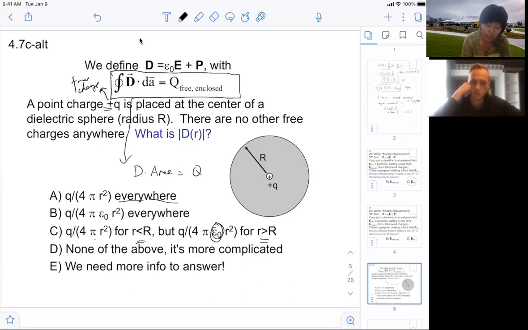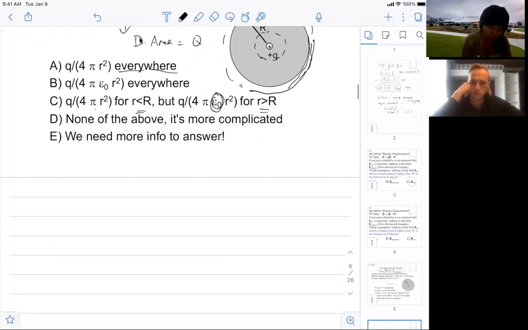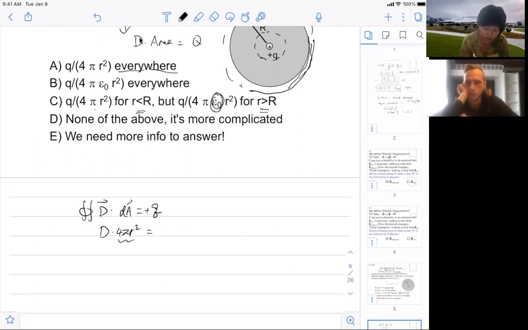So this is saying that it's only going to be decided by the charges. If you enclose a smaller circle, it's enclosing Q. If you enclose a bigger circle, it's still enclosing Q. It doesn't really change, so when we do the calculation, it's the same no matter where you are, because inside or outside is all Q. So D times 4 pi r squared, regardless of how big your circle is, is Q. D is going to be 1 over 4 pi epsilon naught Q over r squared. So A is correct.